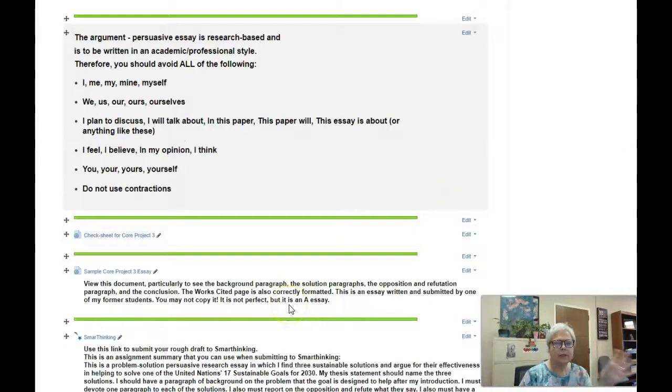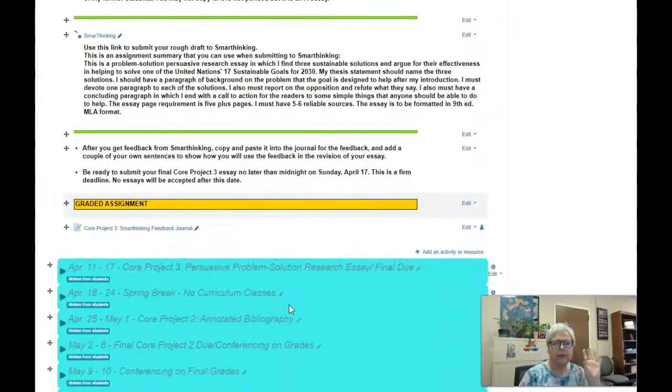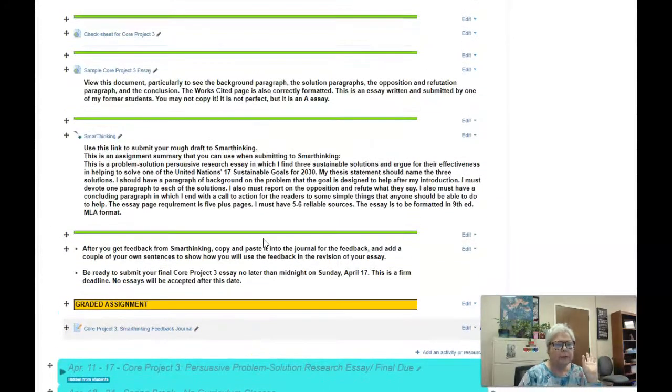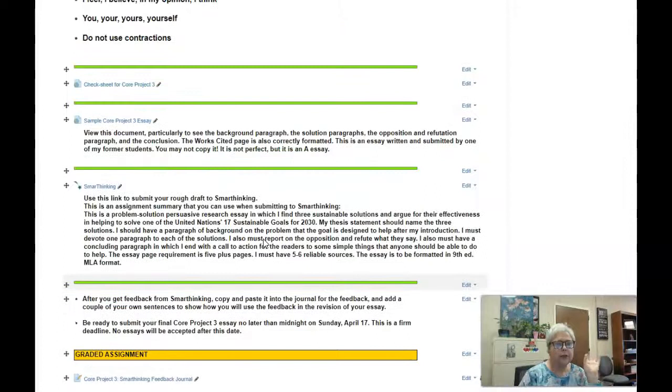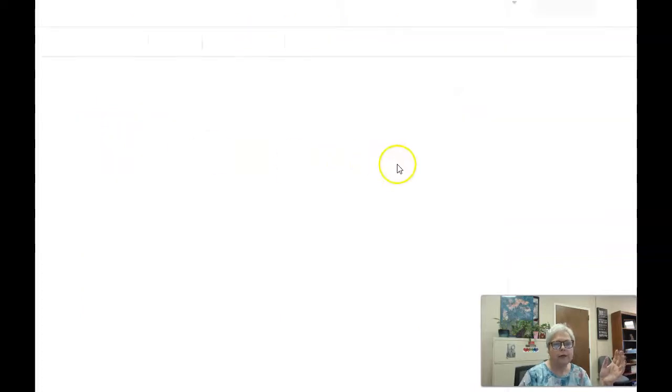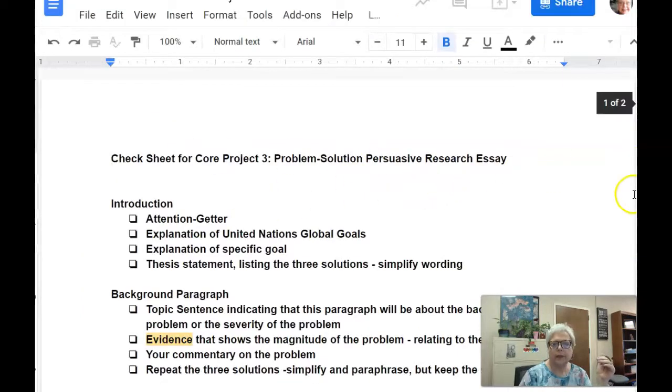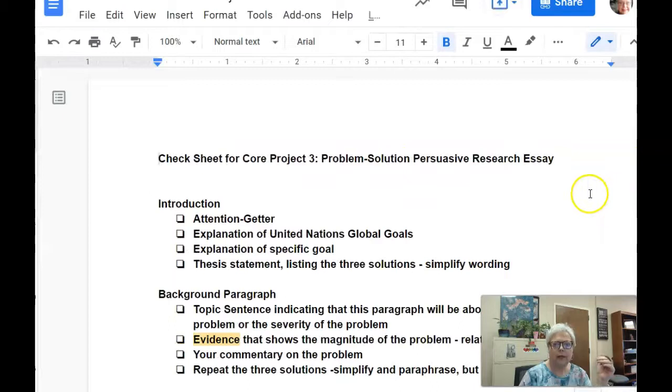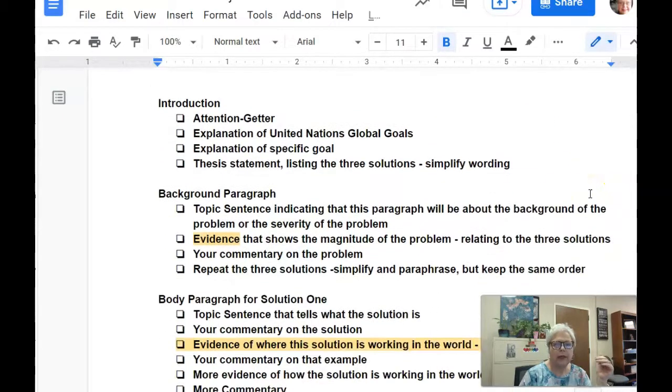Okay, so this is still just a rough draft. This is not perfection. I don't need to look at this before you submit it to Smart Thinking. But there are some things that you can check it against. You can compare your rough draft to that sample that I'm giving you here. And you can also use this check sheet. This is something that I have added this week too.